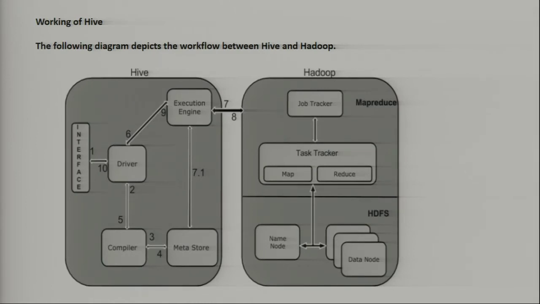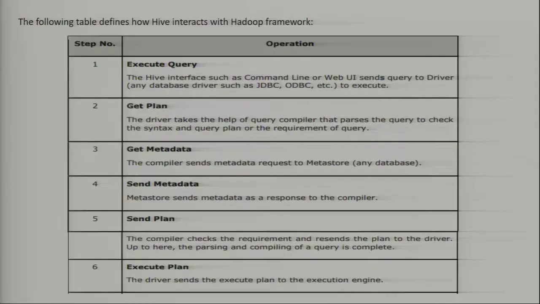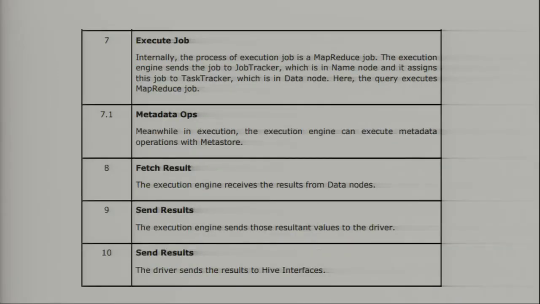Now, when I do that, what is the next point? 7th and 8th are done. We take the result of it. After that, the execution engine will go back to the driver. From the driver, it will get the result back to the user, that is the client. So fetching the result is one: the execution engine receives the result from data nodes. The execution engine sends those resultant values to the driver. The driver sends the result to the Hive interfaces.